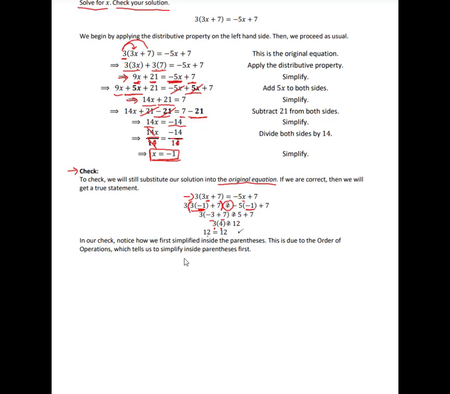Now let's take a look at the right-hand side. We have negative 5 multiplied by negative 1. That's positive 5, since 2 negatives multiplied give you a positive. So we get 5 plus 7, that's also 12. Again, we ended up getting a true statement because 12 is equal to 12. That means our solution x equals negative 1 is the correct answer. So that is the solution to this equation.